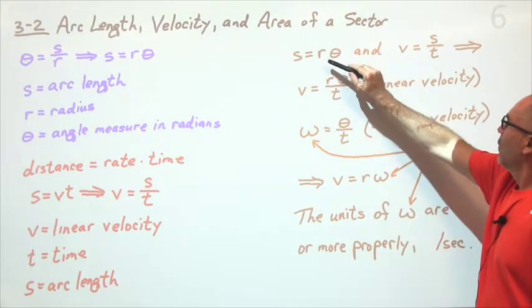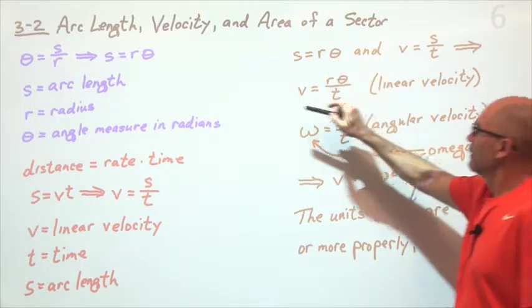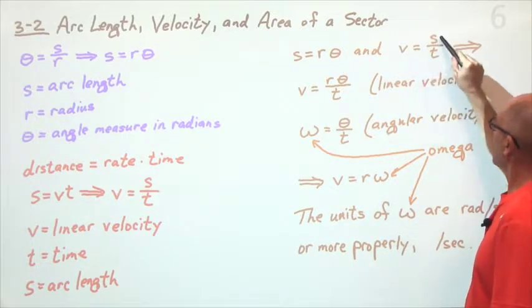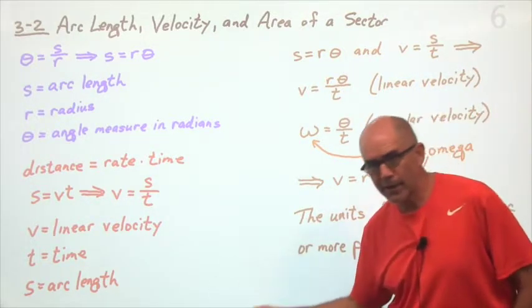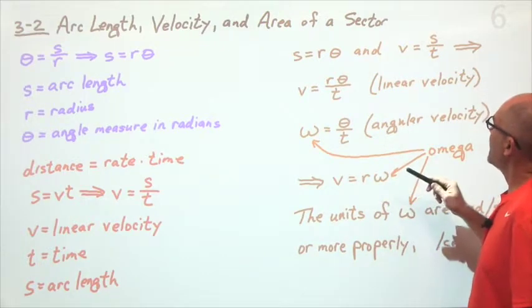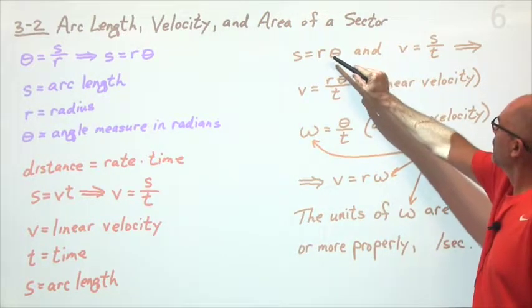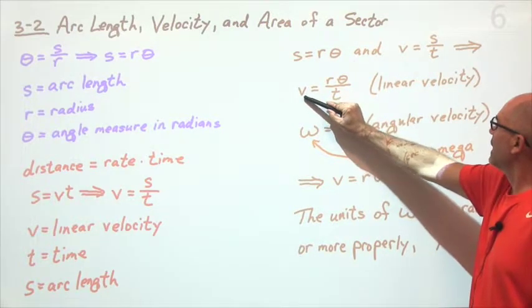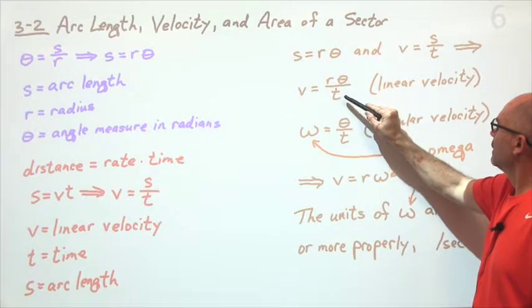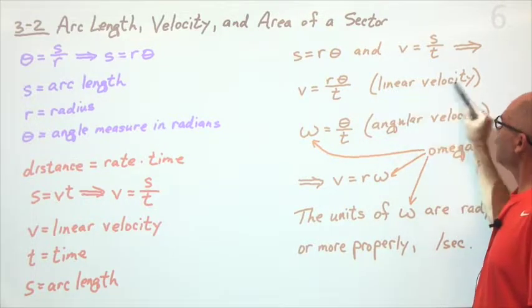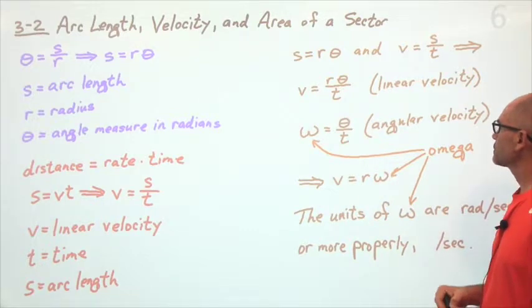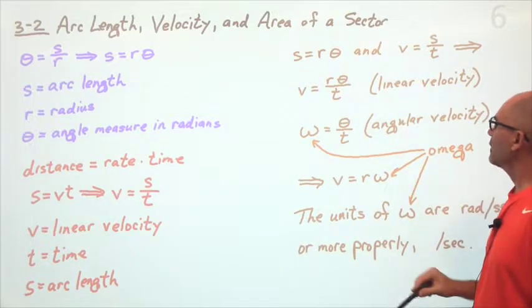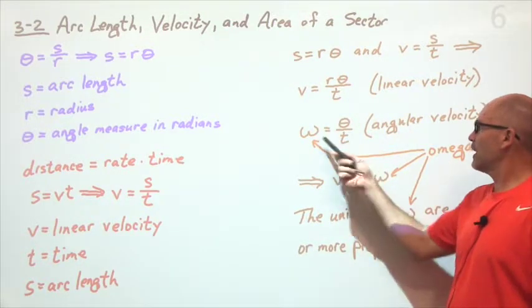So we know that s equals r theta, because we memorized that before. And we know v equals s over t, because we memorized that before. So when we take those things together, I'm going to substitute the r theta for the s. So that means v equals r theta divided by t. Now, this is still linear velocity. Now, the theta over t is what we call angular velocity.